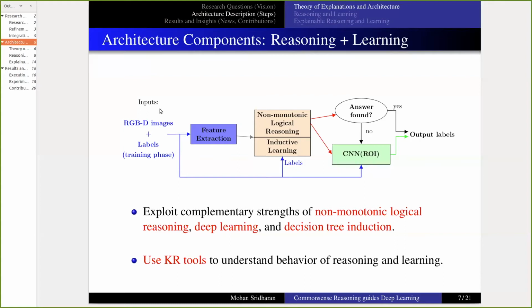What we instead want to do is look at the complementary strengths of non-monotonic logical reasoning, deep learning, and decision tree induction, and set up a reasoning and learning system that on the fly also extracts certain statements about the behavior of the reasoning and learning system. And let me again say that this is not one of those instances where you take the deep network, back project, and try to figure out which nodes were contributing to the answer. There is a lot of excellent work there. Here, we instead want to bring out a certain understanding of the behavior. And given our claim that we're going to come up with these relational descriptions, that's what we want as the output.